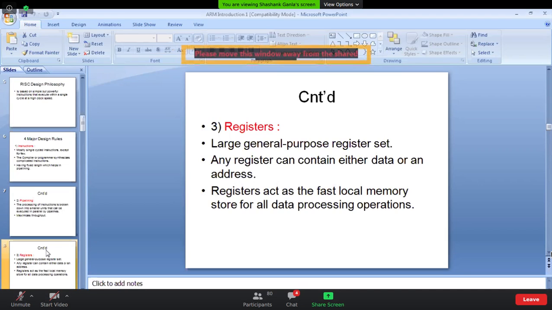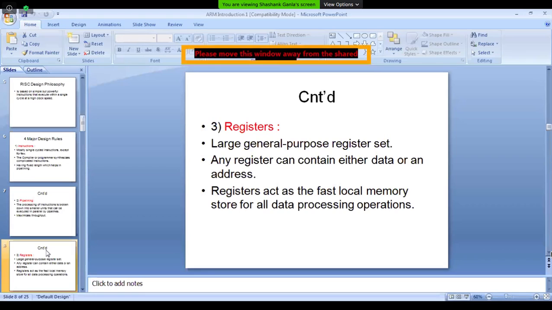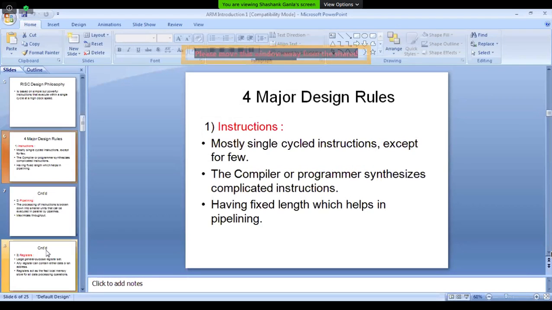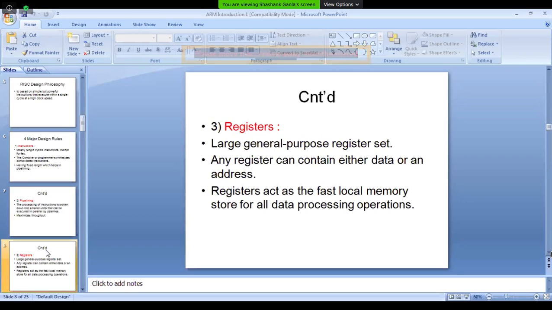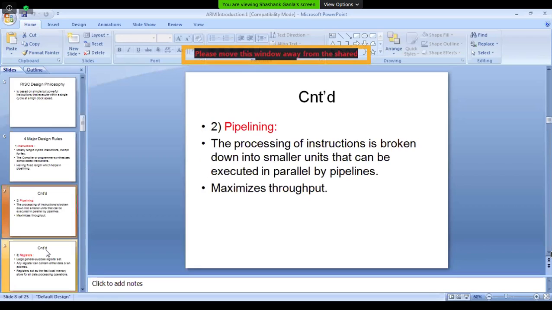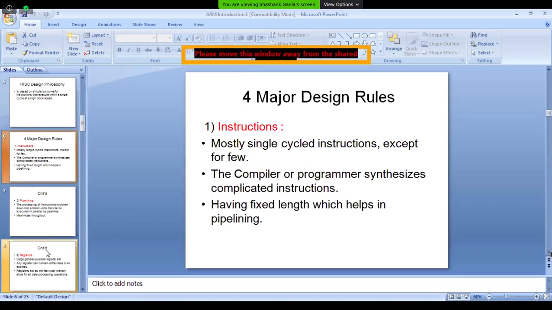Okay. So have you understood the significance of RISC architecture in terms of what we call registers, in terms of pipelining, and in terms of instructions? Everybody, have you understood the significance of registers or pipelining or instructions in RISC architectures or in CPU architectures?